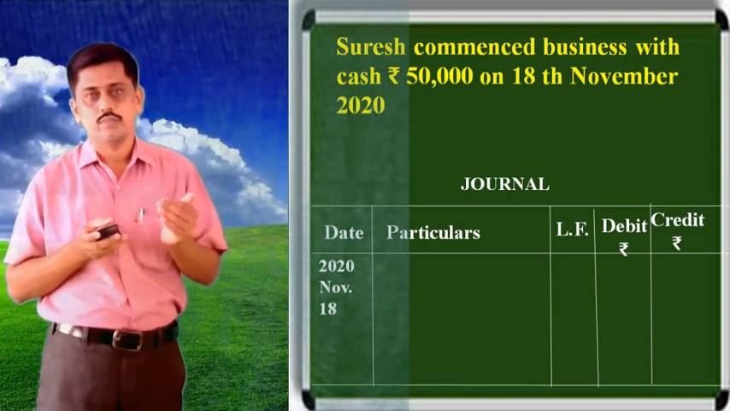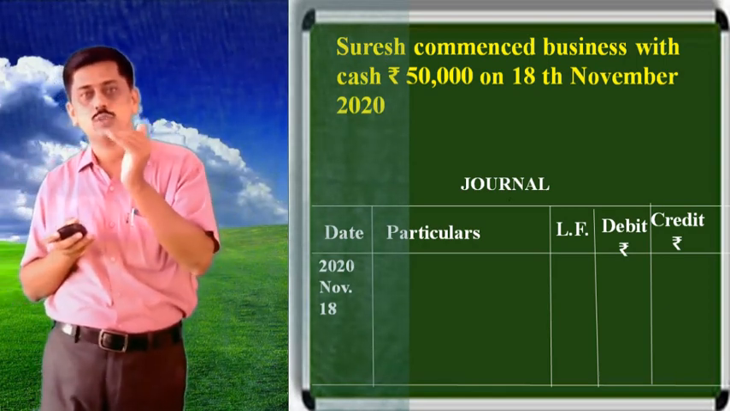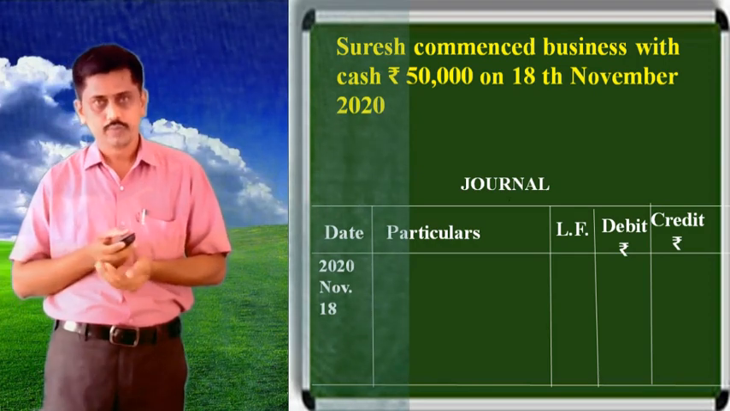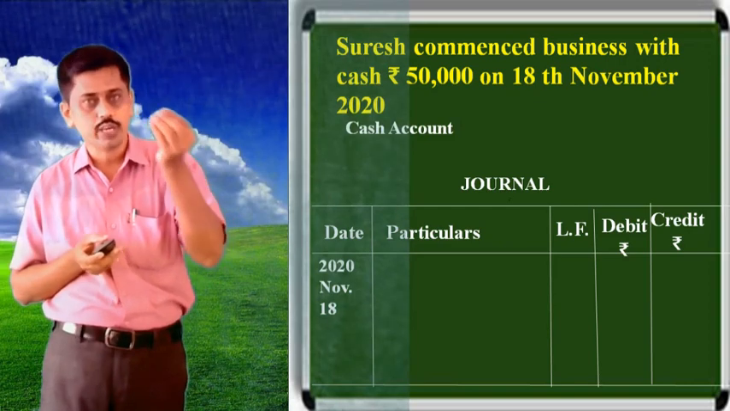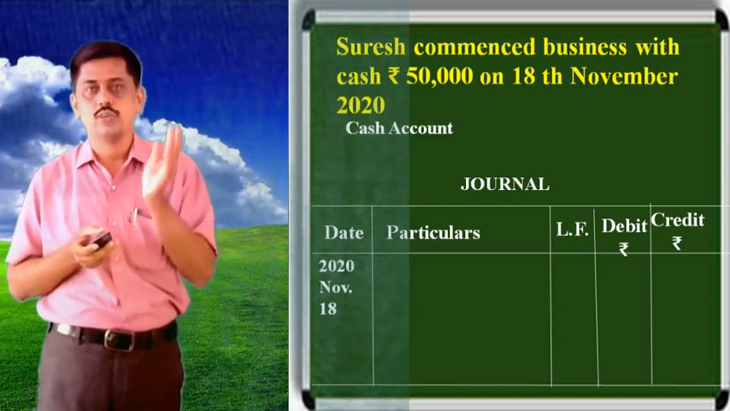Suresh commenced business with cash rupees 50,000. One account is cash account. So one account is cash account.